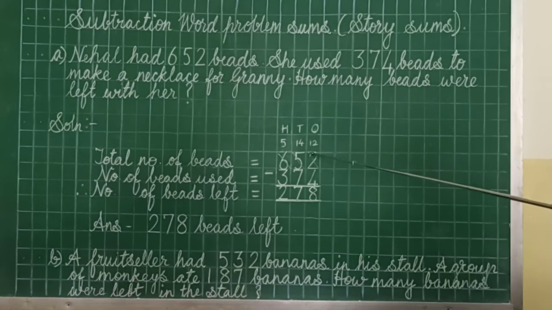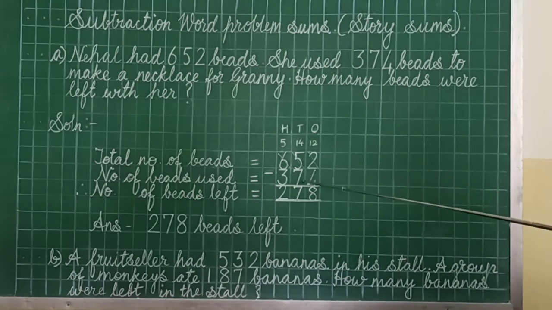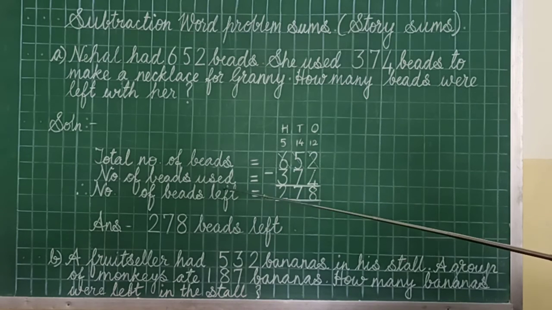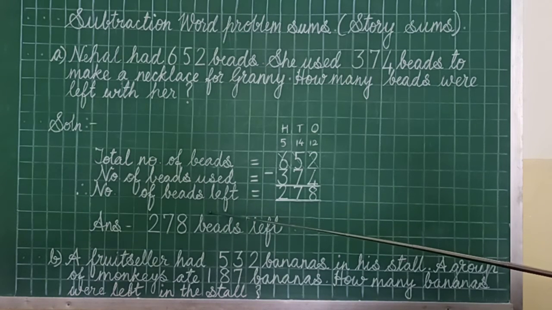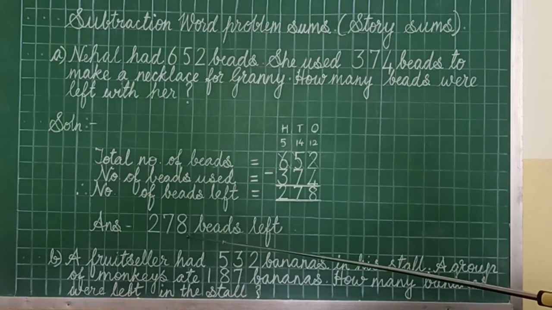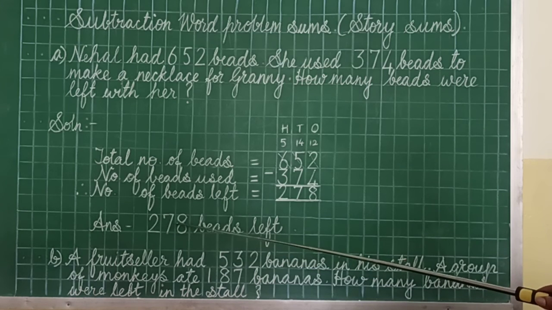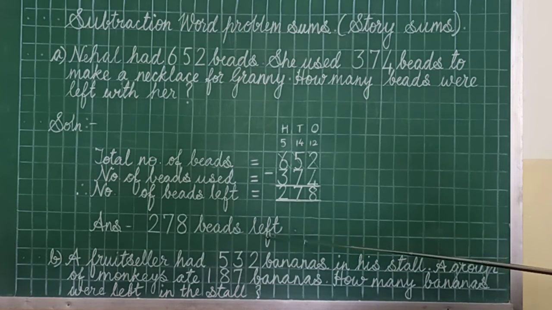Now 12 minus 4 is 8 and 14 minus 7 is 7. Now 5 minus 3 is 2. So we got the answer 278. So children, after this answer, leave the line. Then in the next line, write down answer is 278 beads left.